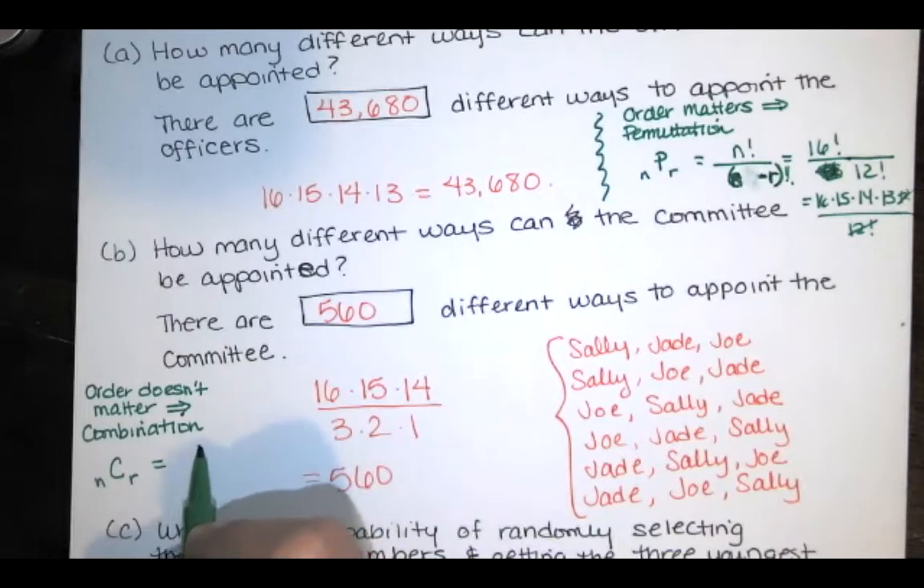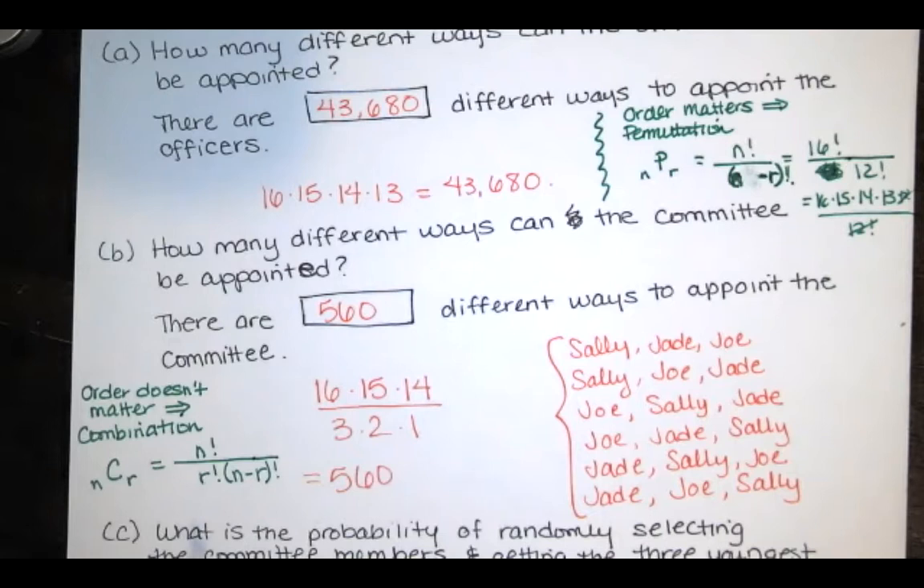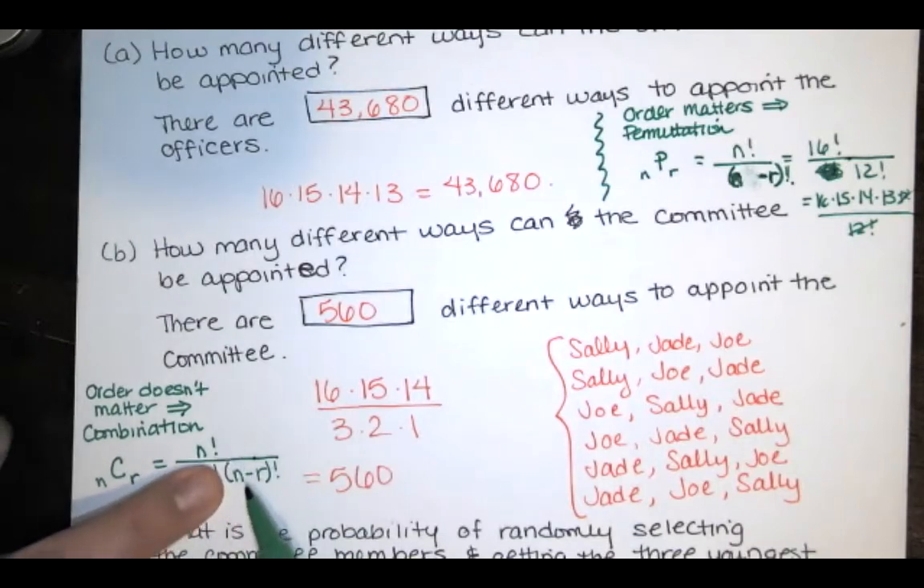You take n factorial, and you divide by r factorial and n minus r factorial. And if you're wondering where those come from, basically what you're doing is this n factorial over n minus r factorial. That's that 16 factorial in this case, because we had 16 people to choose from. For the committee, r is equal to 3. So I've got 16 factorial here over 16 minus 3 factorial.